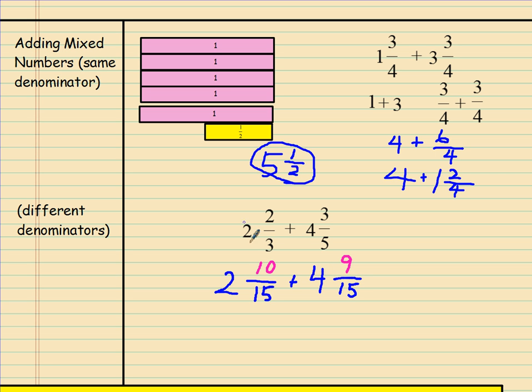We add the whole numbers first. 4 plus 2 is 6. Add the fractions. Same denominator. Keep the denominator. We add the top. 10 plus 9 is 19. We notice there's another improper fraction. We have to change that. We get 6. This changes into a 1 and 4/15, which is 7 and 4/15.